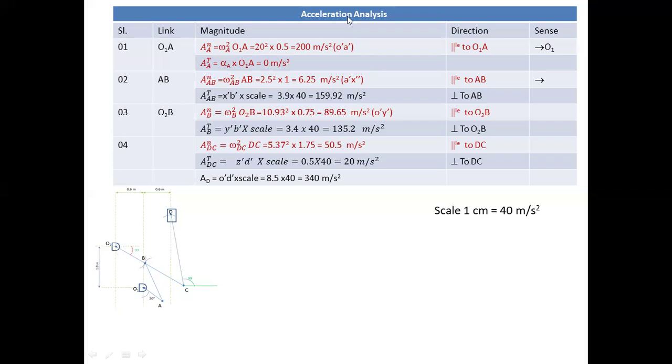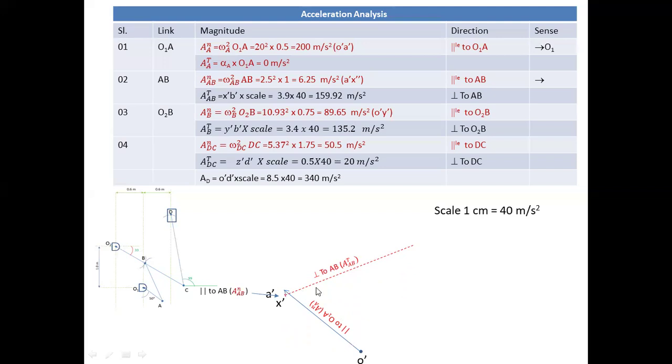Now we have to take an appropriate scale to plot the acceleration diagram. So we take the scale 1 centimeter equal to 40 meter per second square. Okay. So just look at the part. We'll look at O1 and O2. That will be our first part. Now the acceleration component is towards the origin, but in the opposite direction. That is parallel to the link. The normal component is parallel to the link, but in the opposite direction. So this will be O1A, which is 5 centimeter.